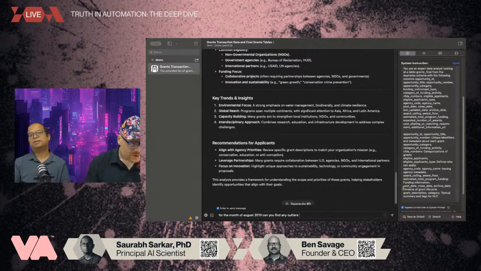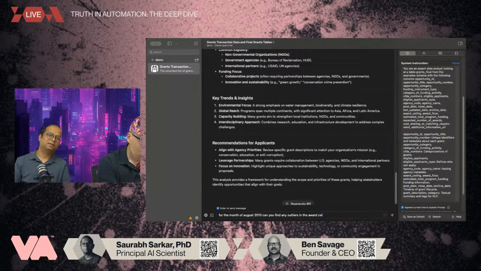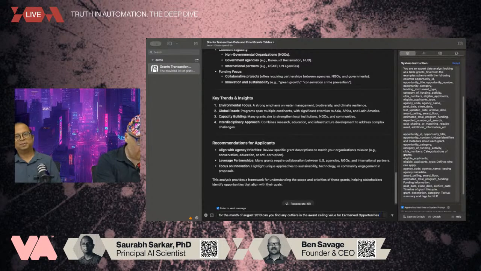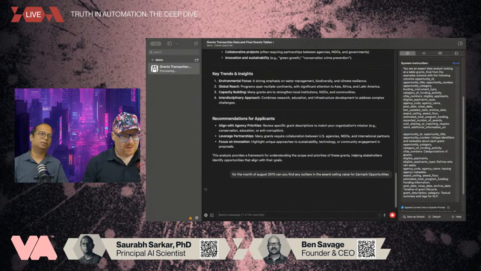Okay. So, funding information, award ceiling. A word I know I can't spell. I'm using earmark. Yeah, absolutely. Just to try and keep it where it's only looking at like five versus several hundred. Okay, let's see. It's thinking. We have not seen it fire off the SQL query yet.